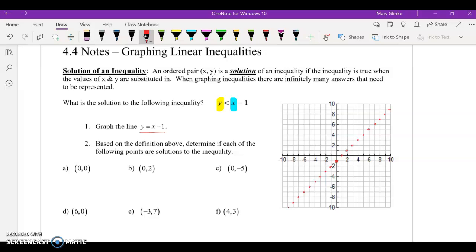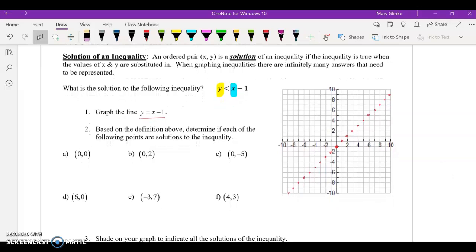So now we are going to look at all of these points here and plug them into our equation. So we're going to plug in 0 for y and 0 for x into our equation up there. So we would get 0 is less than 0 minus 1. So 0 is less than -1. So we ask ourselves, is this true? And since this statement is not true, 0, 0 is not part of the solution. So I'm going to draw a small x here at 0, 0, just visually showing that 0, 0 does not work.